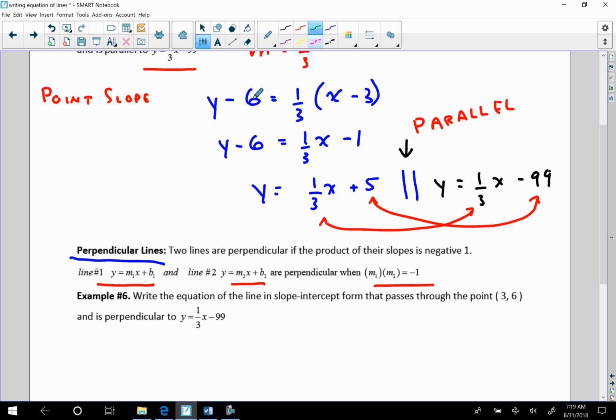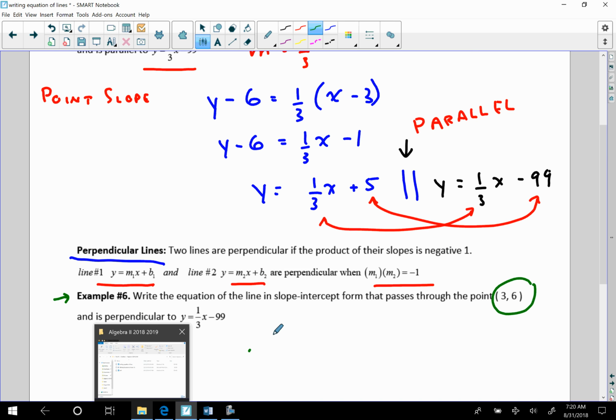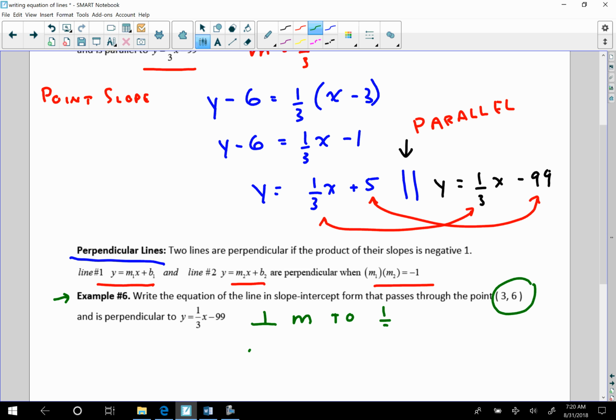So let's hit example 6 here. Example 6 says, write the equation of the line in slope-intercept form that passes through, again, 3, 6. But this time we want it perpendicular to this, 1/3 x minus 99. First thing I need to do is find the perpendicular slope. This is the notation for perpendicular. I need the perpendicular slope to 1/3. So I need to find a number that, when I multiply it by 1/3, I get -1.